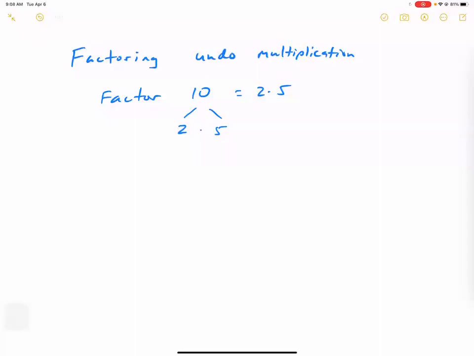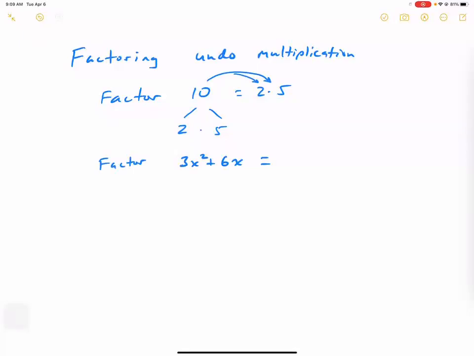So if we undo 10, we break it down into two parts. We break it down to 2 and 5. We ask ourselves, what do we multiply to get 10? We multiply 2 and 5. Okay, that's easy with easy numbers. If I give you something harder, if I say factor 3x squared plus 6x, okay, how can I break this apart? What did I multiply together to get 3x squared and 6x?